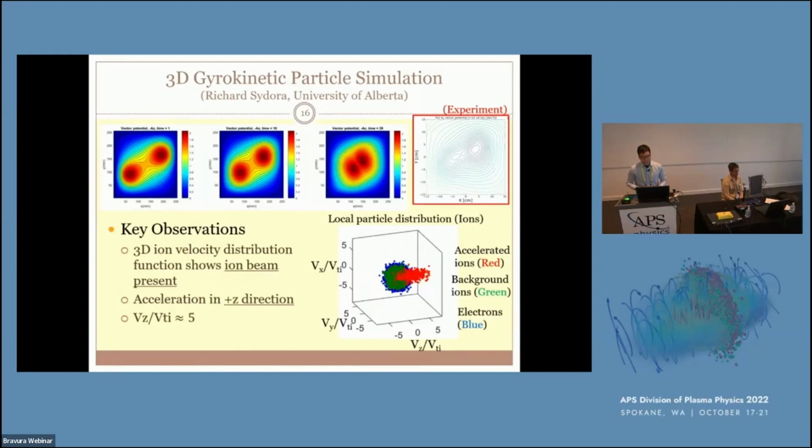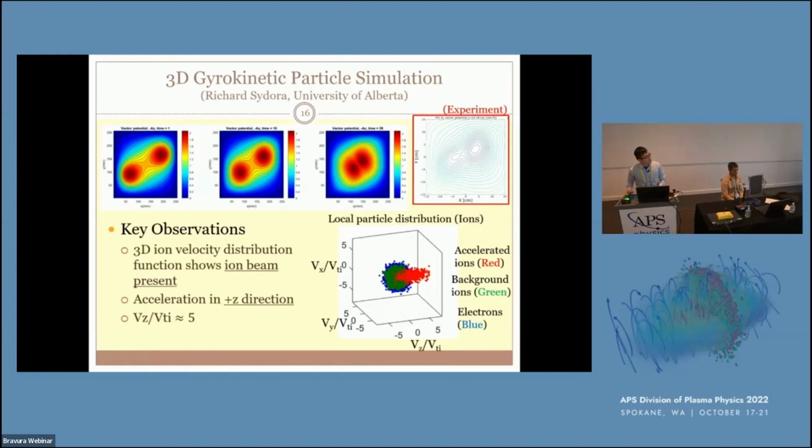So now I would like to talk about some simulations. This is a collaboration we did with Richard Soderov from the University of Alberta. In this gyrokinetic simulation, we modeled the collision of the two flux ropes during the experiment. This is the magnetic vector potential of a cross section, and it is evolving in time. You can see at the start there are two flux ropes, and then they start to merge in the center. This is the magnetic vector potential that I showed in the previous slide.